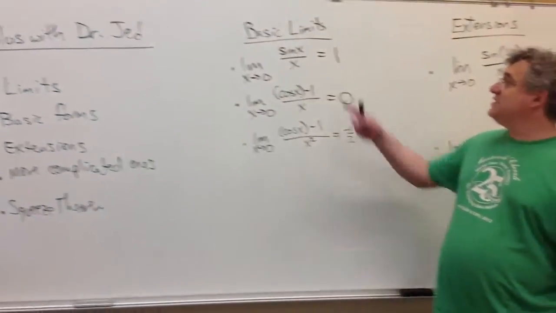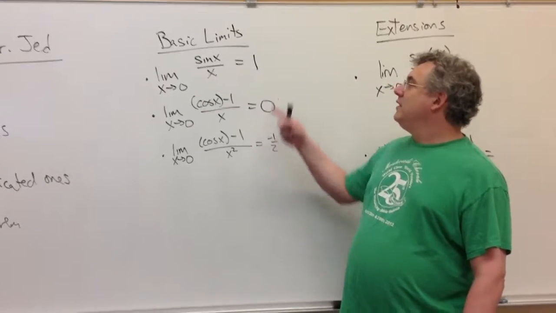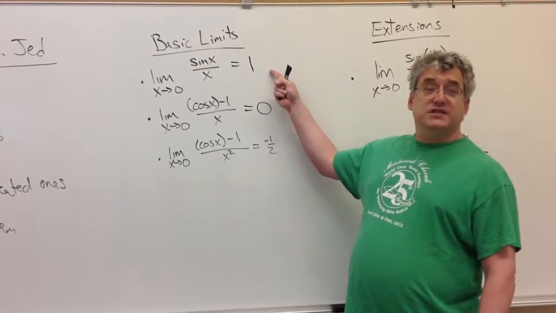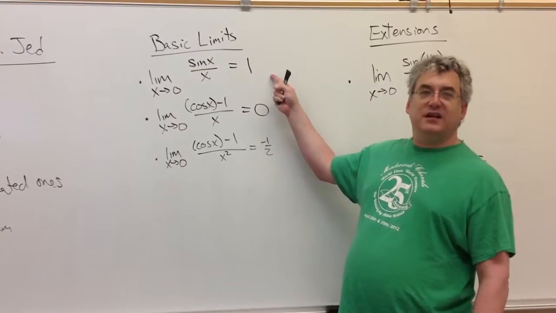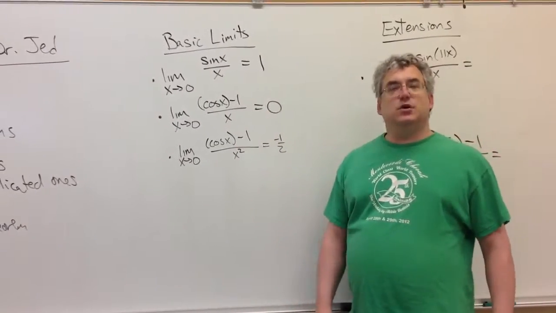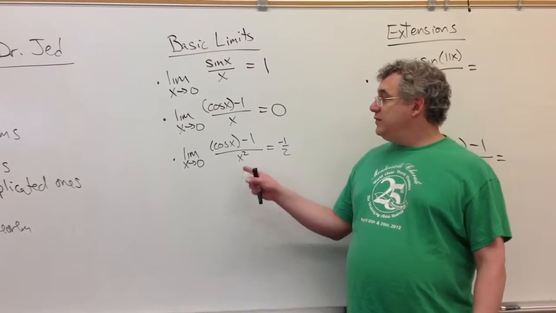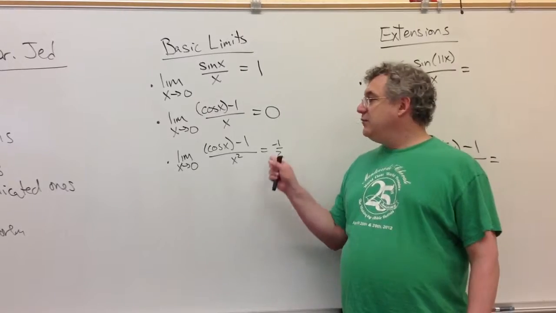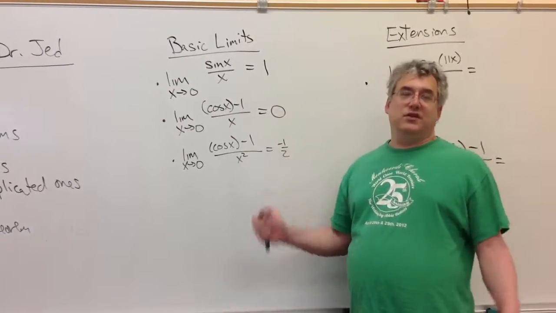First, the basic limits. These are the ones that you are expected to just know. We've done some of them before. The limit as x goes to 0 of sine of x over x is 1. If you graph it, you'll see it. If you take the limit and zoom in, it's clear. The limit as x goes to 0 of cosine of x minus 1, all over x, is 0. But if you make the bottom x squared, you get minus 1/2. There's not much more to these, you just have to know them.